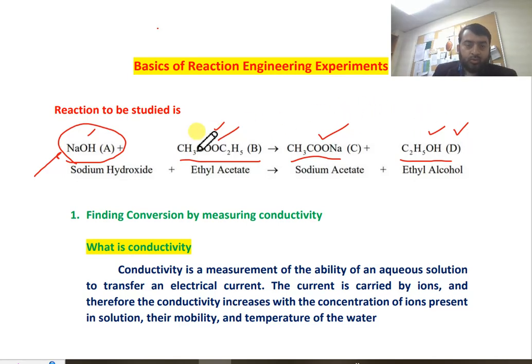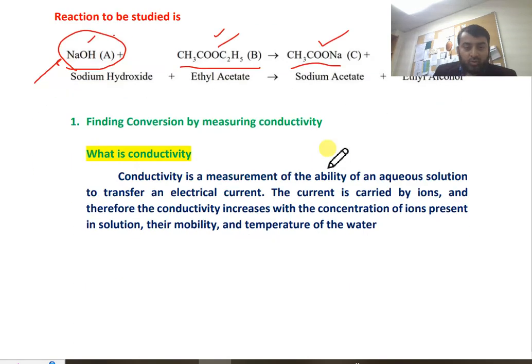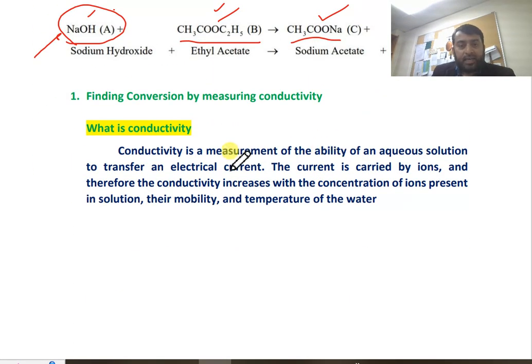Sodium hydroxide gives you Na plus and OH minus. Sodium acetate also breaks into ions, acetate ion and Na plus. It also gives you conductivity. Conductivity is basically a measurement of the ability of an aqueous solution to transfer electric current. So basically ions: if you have ions, you will have conductivity of the salt solution.